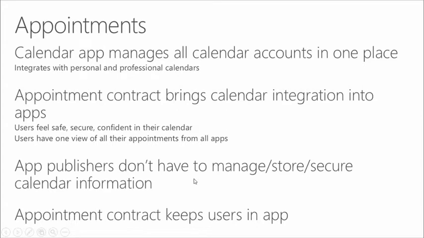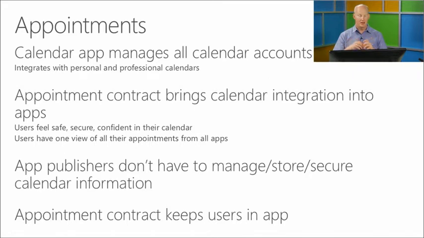So appointments, this is really analogous to what we looked at with the relationship between the People app and the Contact contract, where the Appointments contract is all about enabling integration with the Calendar app. As a Windows 8.1 user, I've got a calendar in Windows 8.1, and I integrate that into all the different places that I store calendar information, like my Exchange server, my personal email, and social networks, and so on. Then I've got one calendar that represents me and how I live and how I play and socialize and work. The appointment contract brings that calendar integration into the app.